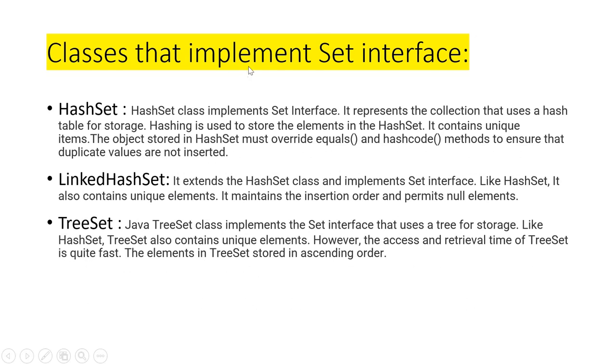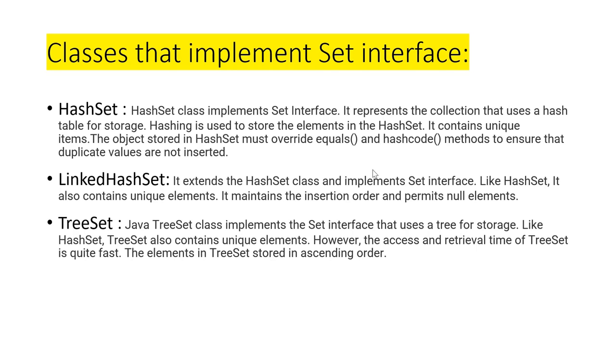Okay, next is classes that implement the Set interface: HashSet, LinkedHashSet, TreeSet. So HashSet is a class that implements the Set interface. It uses hashing for storing the elements. It contains only unique elements. How does it make sure that objects are unique? Each object that we store in a HashSet should override the equals and hashCode methods to ensure that duplicate values are not inserted in the HashSet.